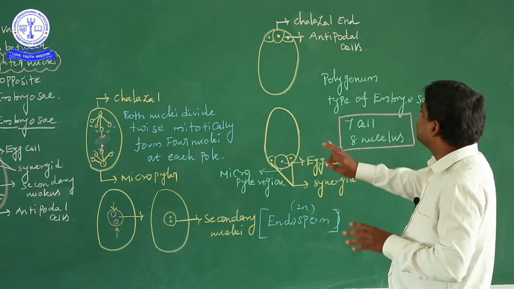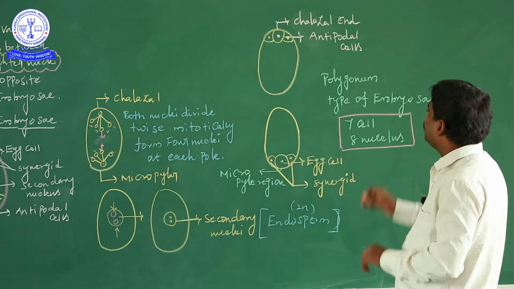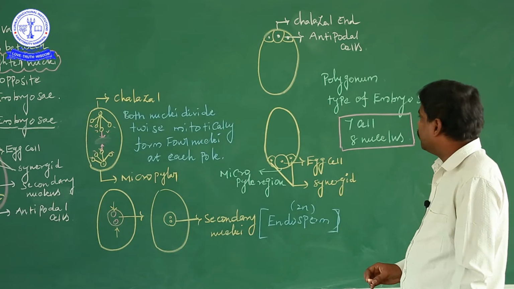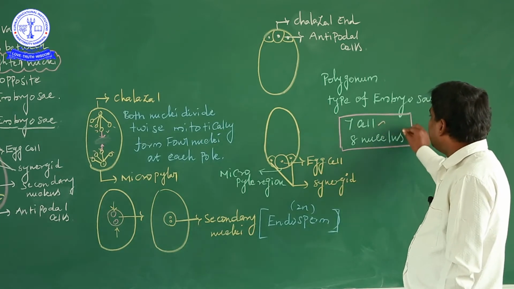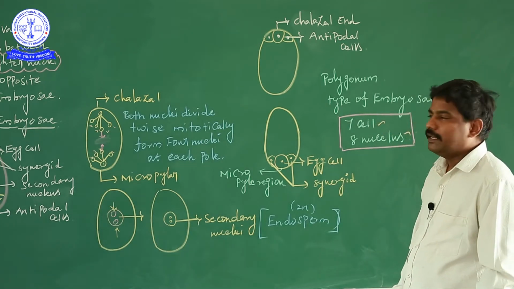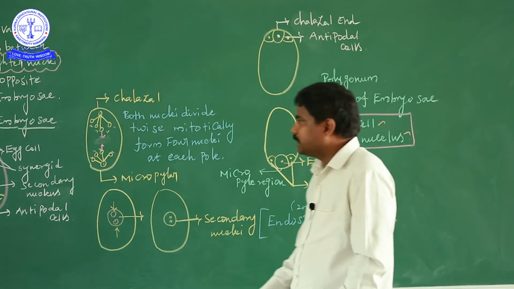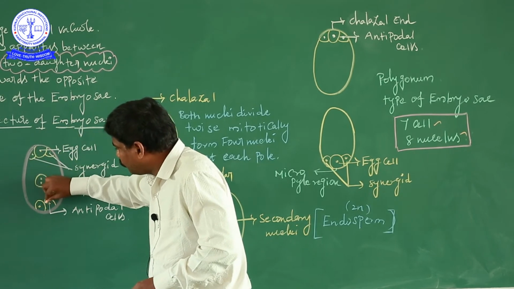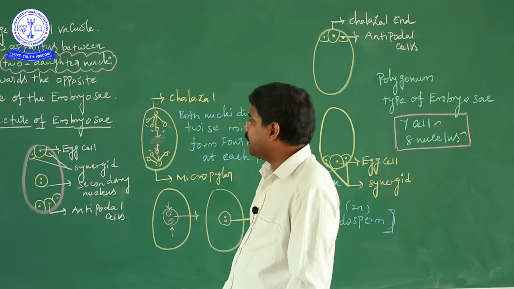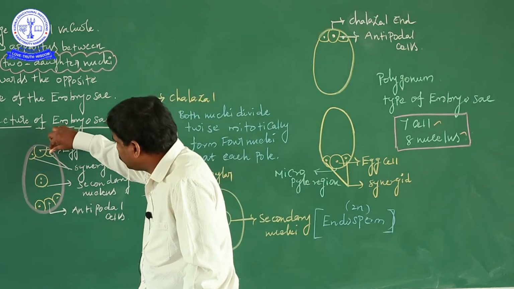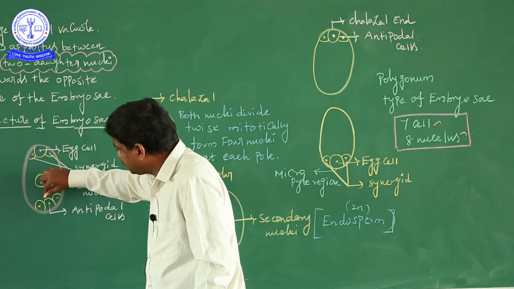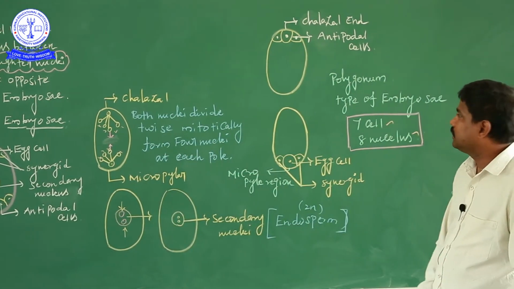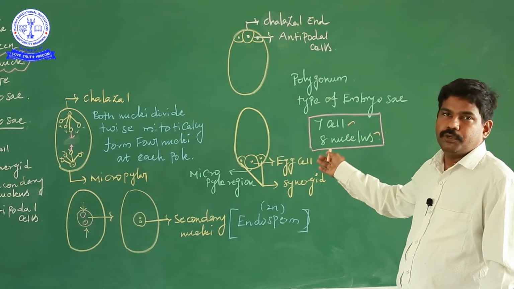This type is called the polygonum type. The best example is the polygonum type of embryo sac. The embryo sac has 7 cells and 8 nuclei. How does it form? The 7 cells are 1, 2, 3, 4, 5, 6, 7. The 8 nuclei are 1, 2, 3, 4, 5, 6, 7, 8. That is called the 7 cell and 8 nucleus stage formed in the polygonum embryo sac.